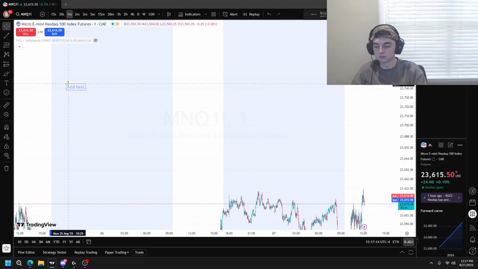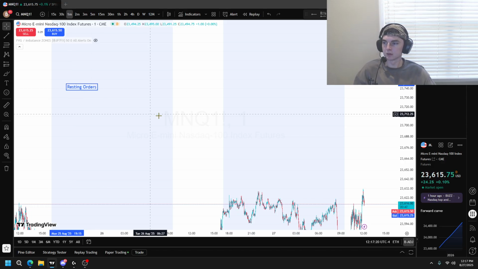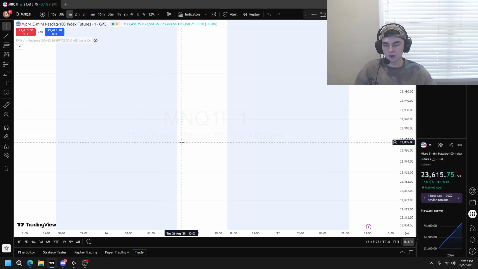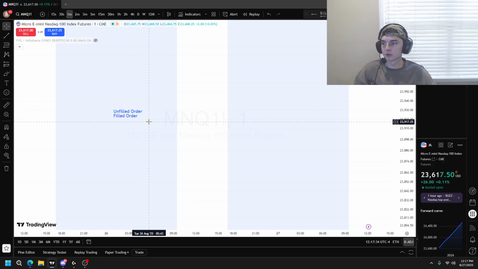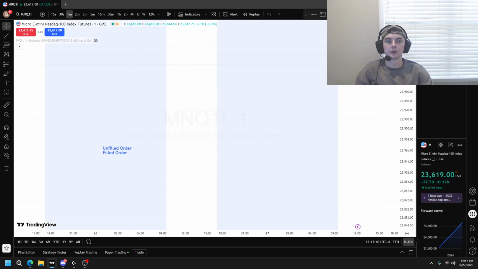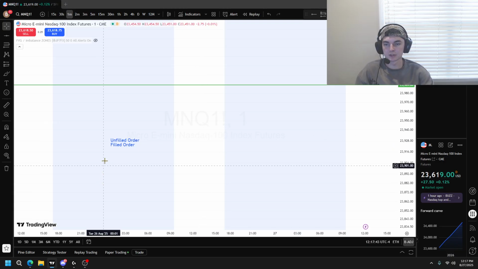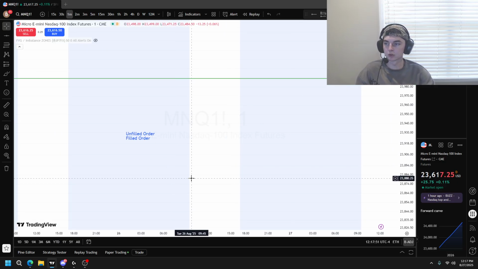Liquidity is just resting orders in the market. Okay, so you have an unfilled order, and then you have a filled order. Right, an unfilled order is something that somebody has a limit placed on the chart, right? So say they have a limit like right here, saying if price comes up and touches this area right here, then my order will get filled, right? This is the best possible price my order can get filled at. That's an unfilled order.